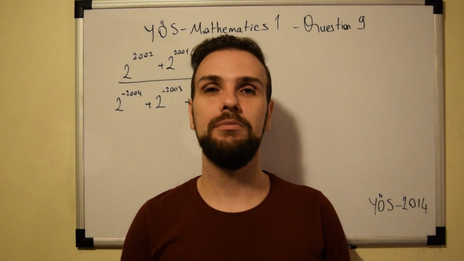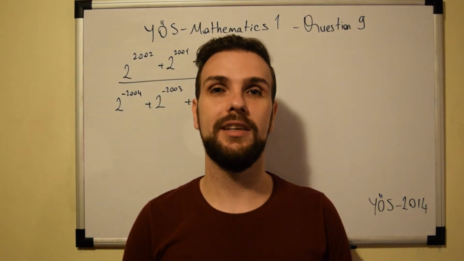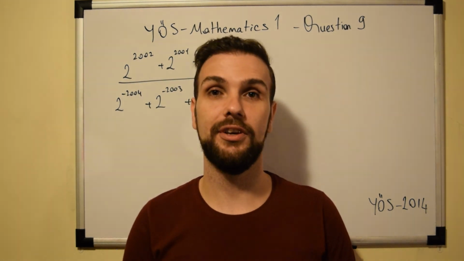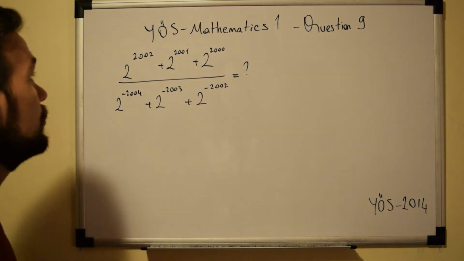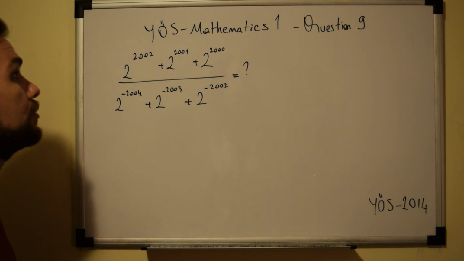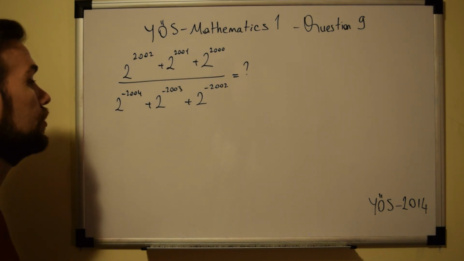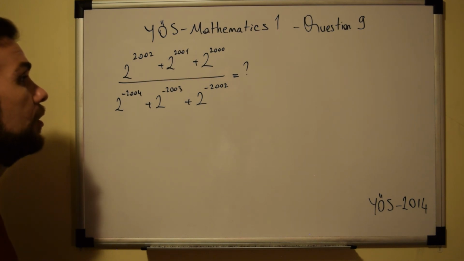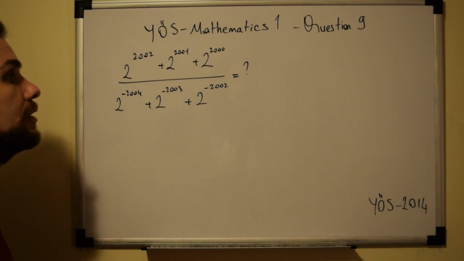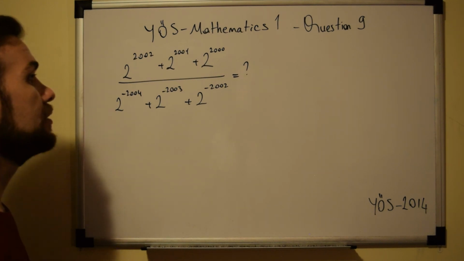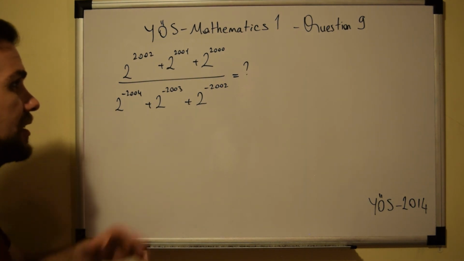Greetings everyone and welcome to question number 9 of YÖS examination mathematics 1 section. In this question we have 2 to the power of 2002 plus 2 to the power of 2001 plus 2 to the power 2000 over 2 to the power of minus 2004 plus 2 to the power of minus 2003 plus 2 to the power of minus 2002. So what is its value? What is this fraction's value?